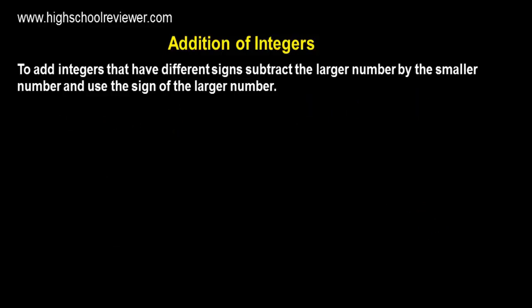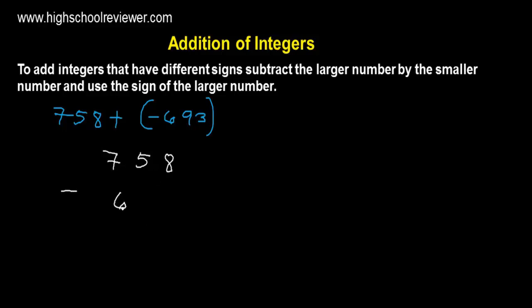Next, we have another example. We have positive 758 plus negative 693. The larger number is 758, disregarding the sign. 758. Subtract this by the smaller number, 693. And then 8 minus 3, that is equal to 5.